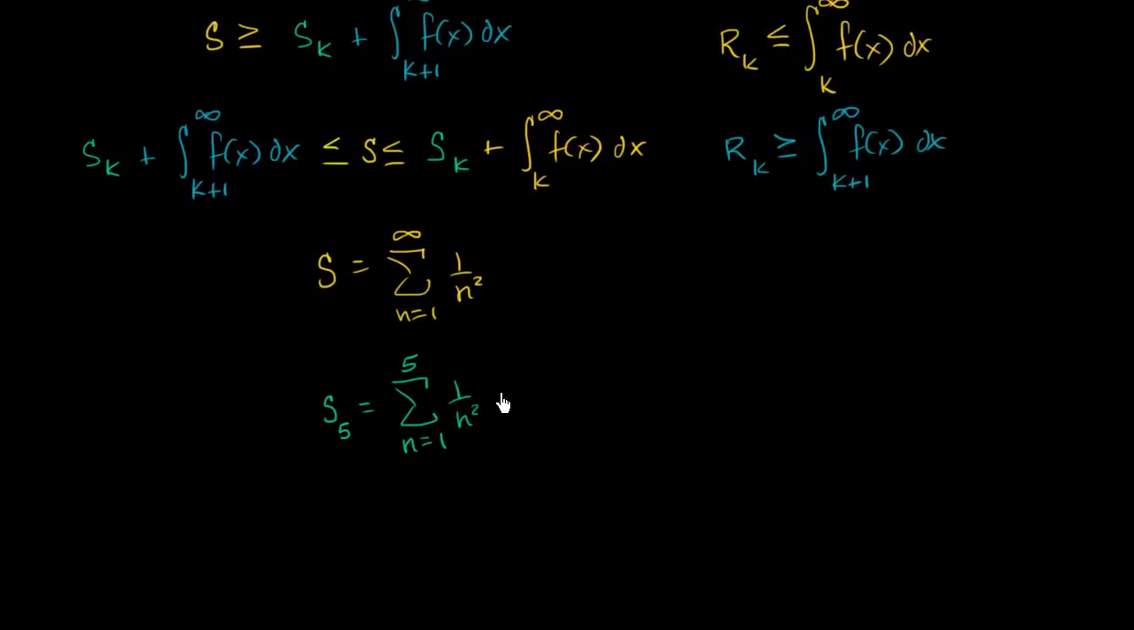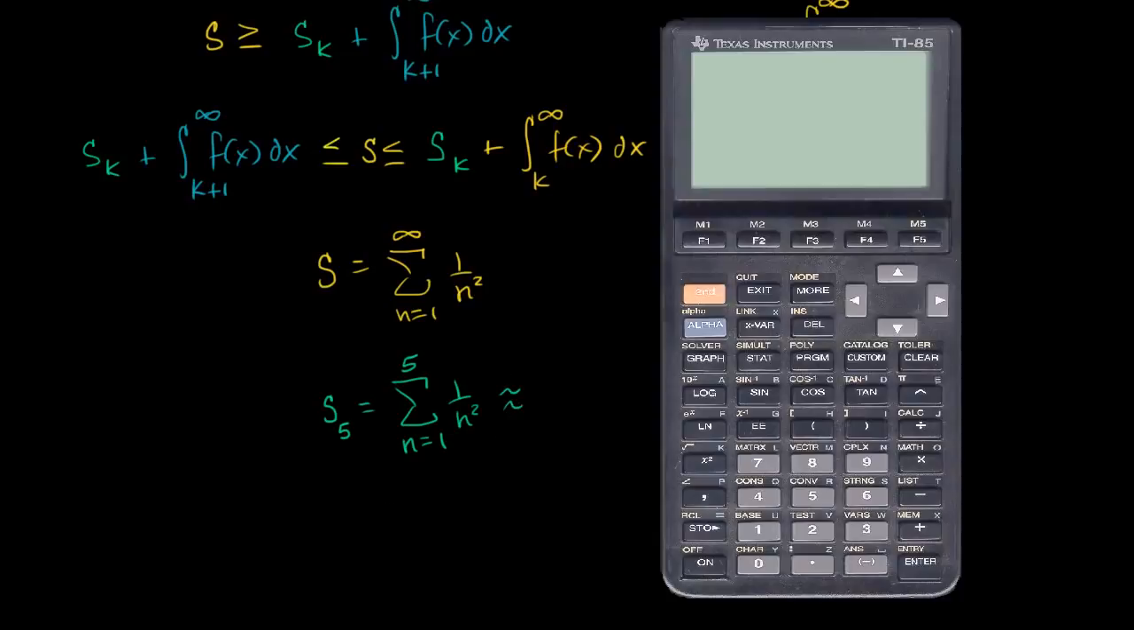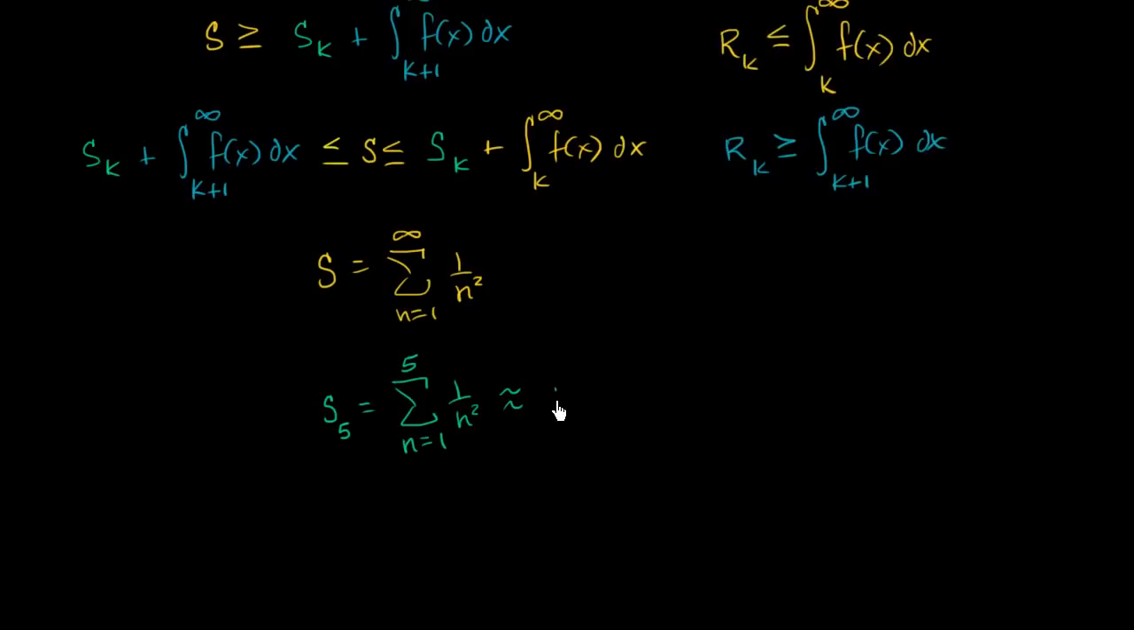Let's get a calculator out. This is going to be 1 over 1 squared, which is just 1, plus 1 over 2 squared, which is 1/4, plus 1 over 3 squared, which is 1/9, plus 1 over 4 squared, which is 1/16, plus 1 over 5 squared, which is 1/25. And we get this value right over here, approximately 1.464. And then let's evaluate each of these integrals.